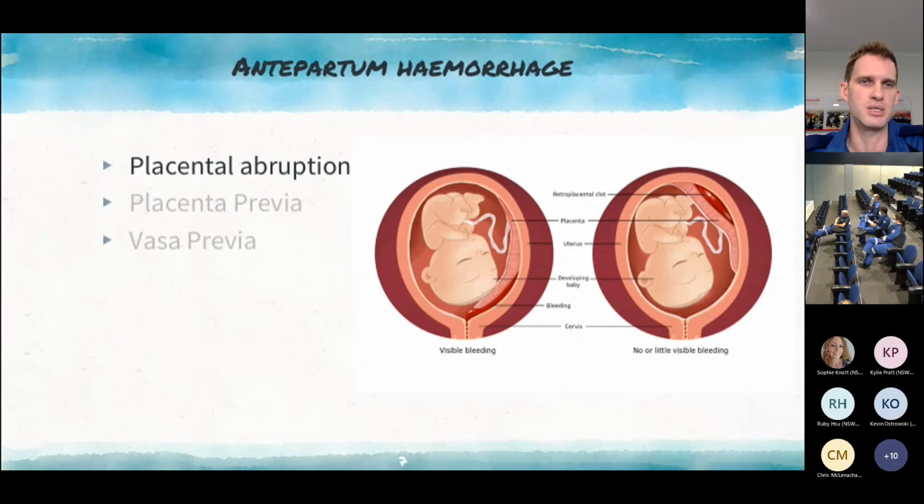And so these women can become hypovolemic and quite unwell, and they can develop DIC from this bleeding as well. And then the other thing that occurs is that it can precipitate the onset of labour, and labour can occur rapidly because that uterus is very hypertonic.